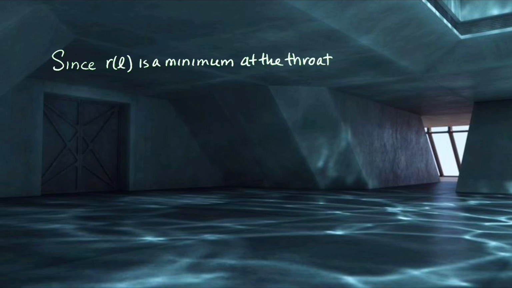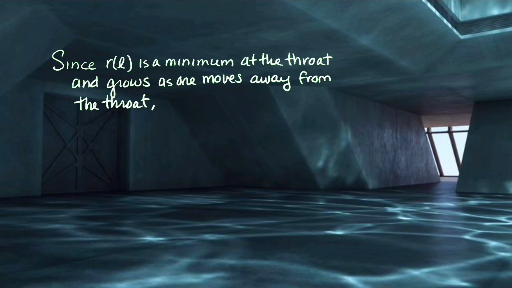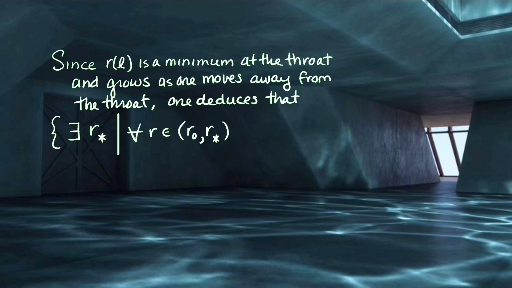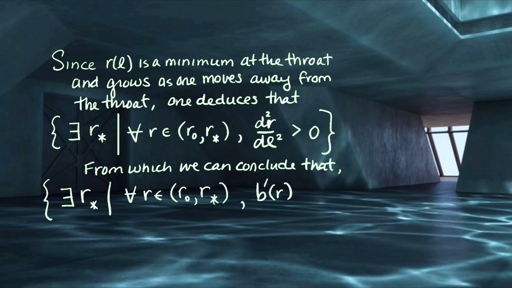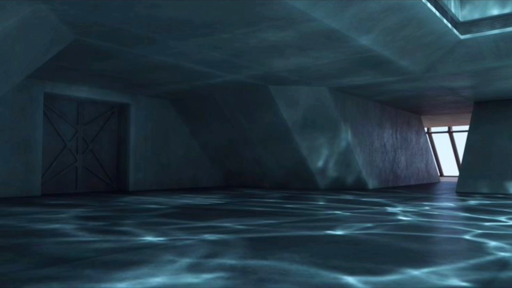Since r of L is a minimum at the throat, and grows as one moves away from the throat, one deduces that there exists some radius, r star, such that for all radii from the throat up to that radius, the second derivative is positive, from which we conclude that for all radii in this interval the shape function's derivative, b prime, is less than b over r.